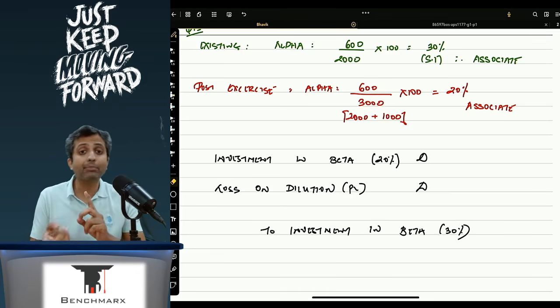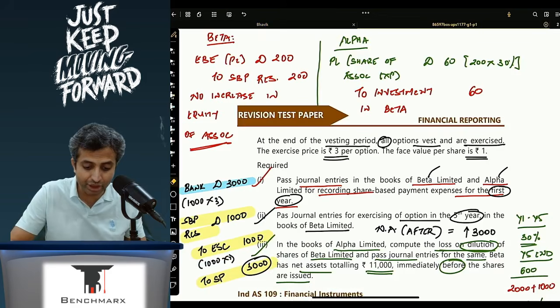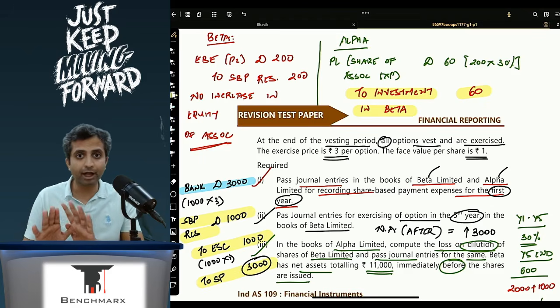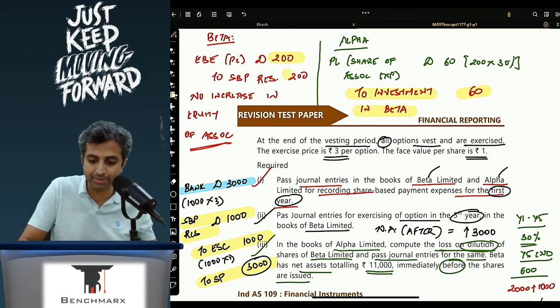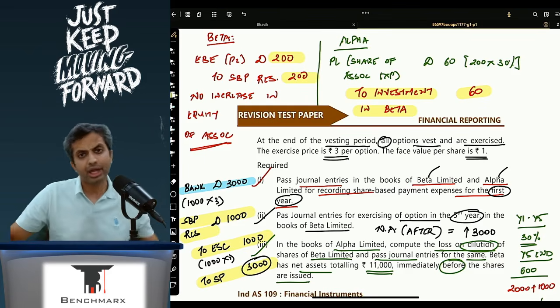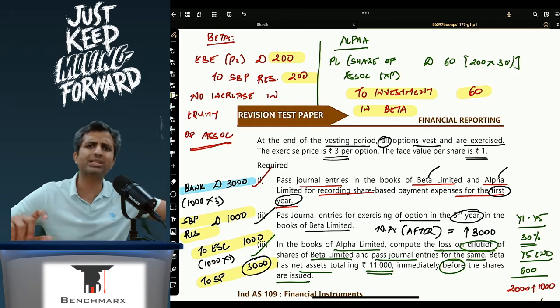However, I am also passing, in each of the years in the books of alpha, if you remember, this entry which is reducing my investment by 60 rupees in each of the years. Remember, in the books of beta, there is no change in the net assets or net worth because of this 200 debit, 200 credit. So if for 5 years beta did nothing, it recorded a 200 rupees expense, thereby retained earnings fell by 200, it recorded a 200 rupees SBP reserve.